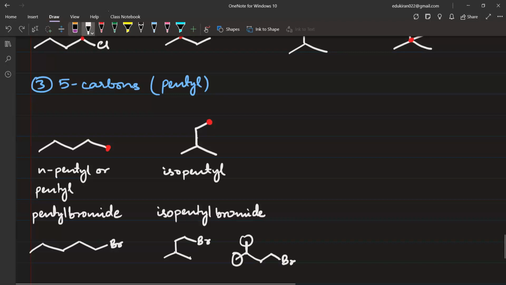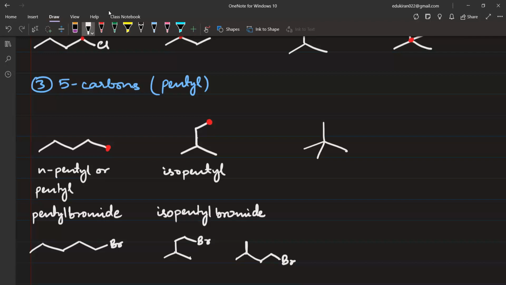So don't just get shocked when you see this type of structure and they have written isopentyl bromide. This can have IUPAC naming, but we are not worrying about that right now. I want to cover some common names also, because you will see that in many of the questions. Next, we have neopentyl, which is very important. Now, neopentyl is something like this.